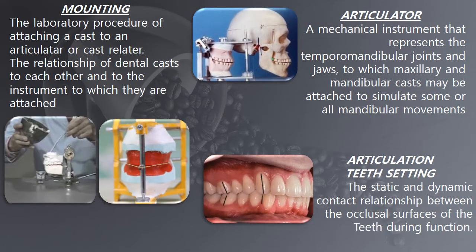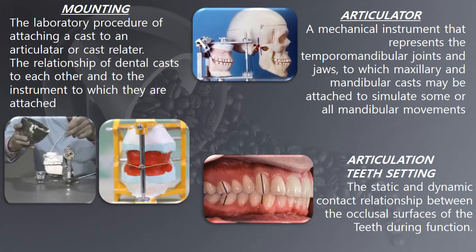Once the jaw relation is performed in the clinic, the occlusal rims will be transferred into the laboratory for the purpose of mounting or articulation. It is defined as the laboratory procedure of attaching a cast or the model to an articulator or cast relator. This can also be defined as the relationship of dental casts to each other and to the instrument to which they are attached. The mounting or the articulation is performed by using an instrument called an articulator.